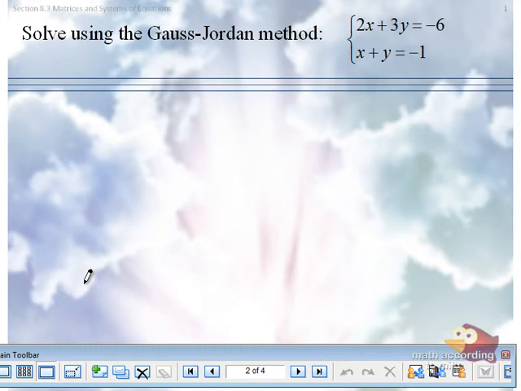The first step is to write using an augmented matrix. I wonder what that augmented matrix will be. Anyone? Anyone at all? Just want to say those numbers? There you go.